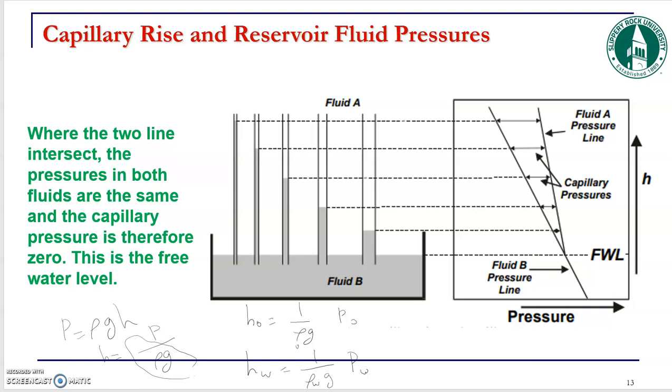Now, the intersection of these two lines is called the free water level, and at that point the pressures of both phases are equal to each other. So the pressure of water is equal to the pressure of oil, which means that your capillary pressure is equal to 0 at that point. And which point is that? It's the free water surface. This is called the free water level, and we use this language in petroleum engineering as well. So the free water level is the level at which the capillary pressure is 0.